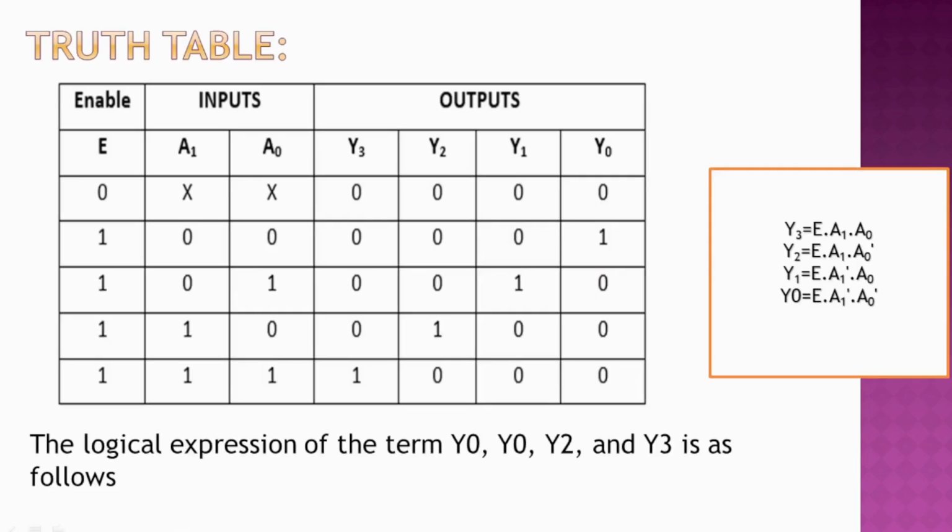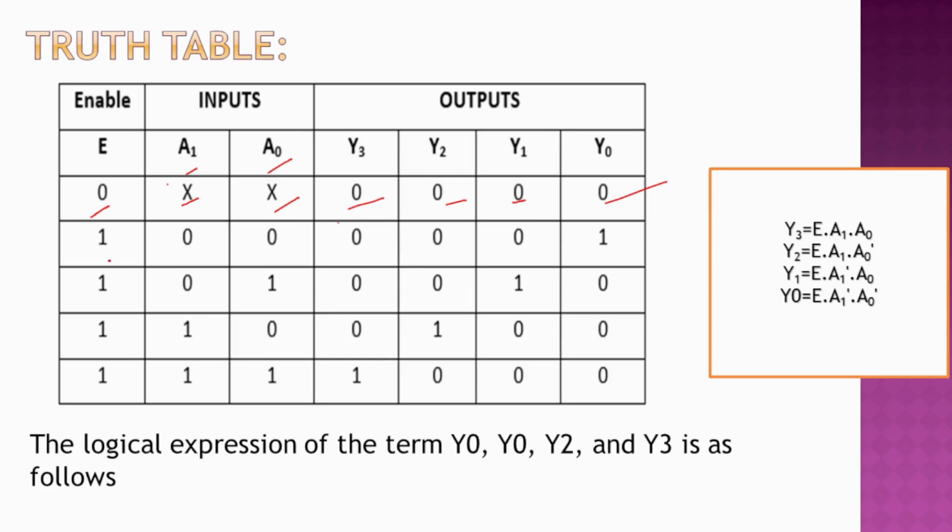Truth table for decoder. Enable pin is 0 when A1 and A0 are given with indeterminate form, that is the don't care condition. During that time all outputs will be 0.